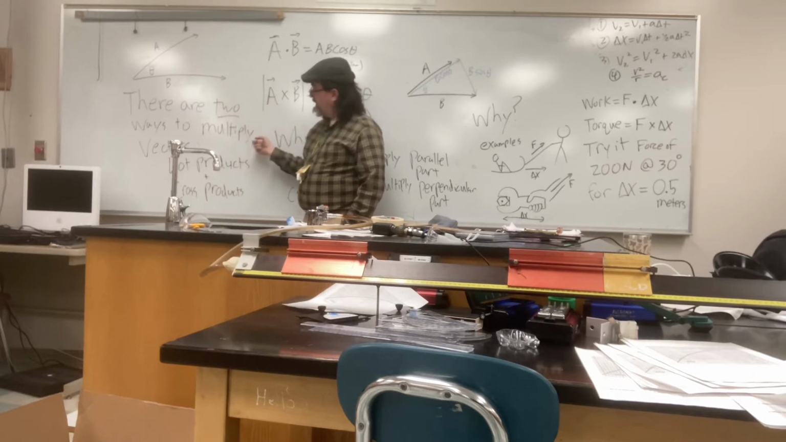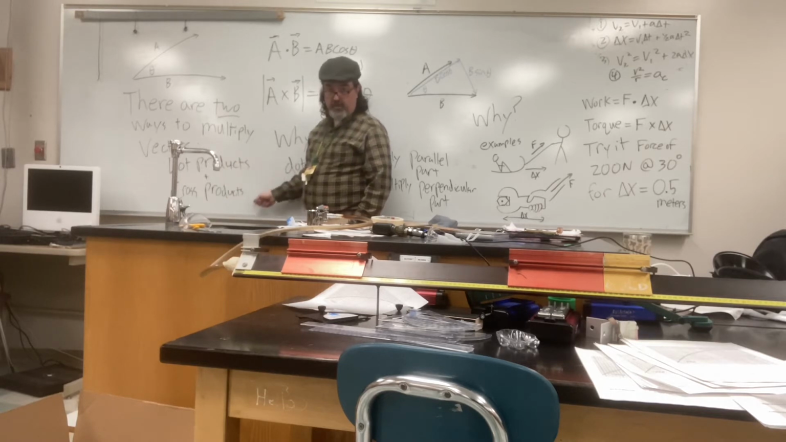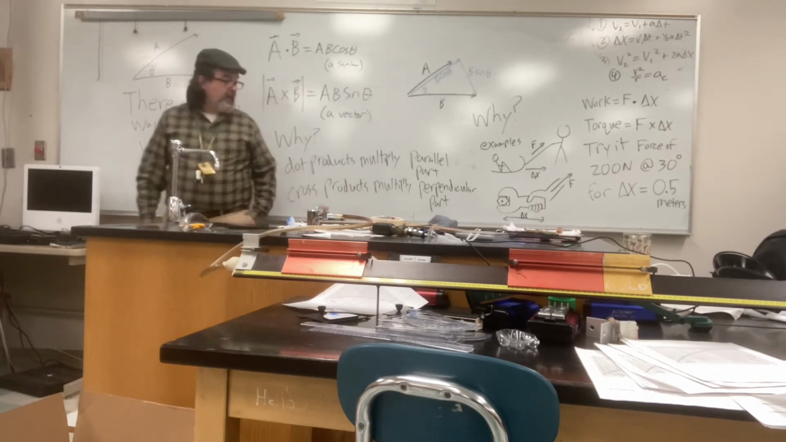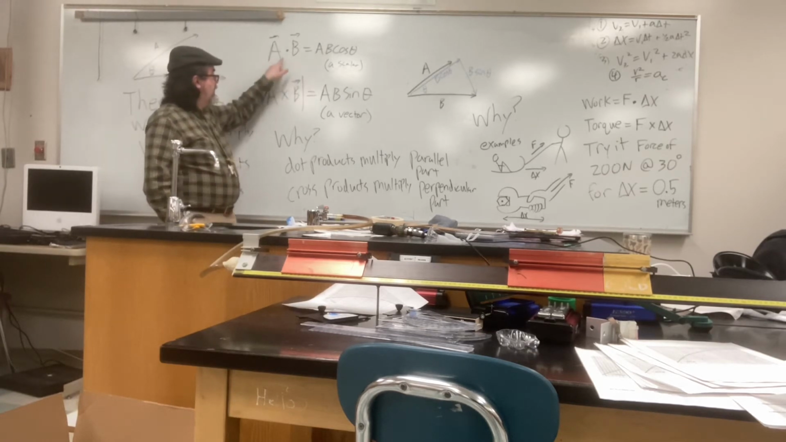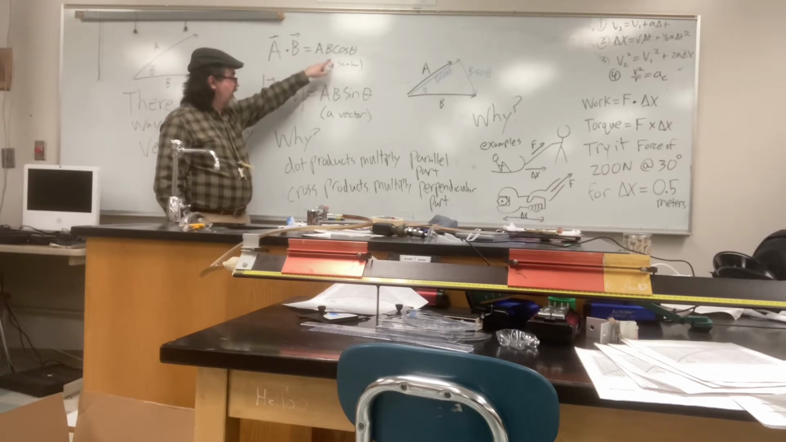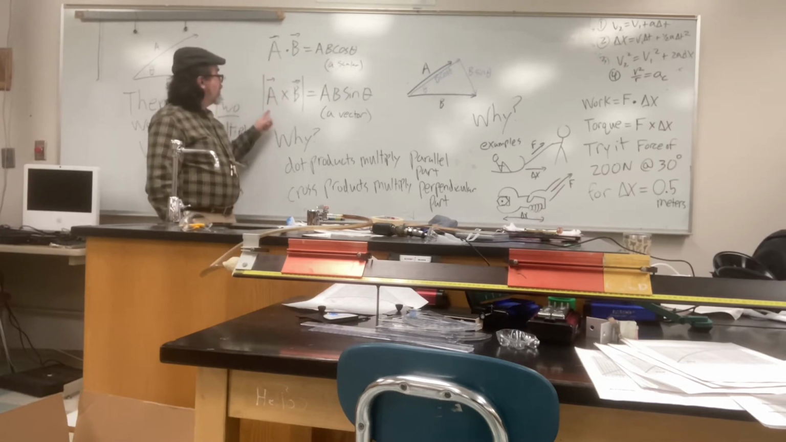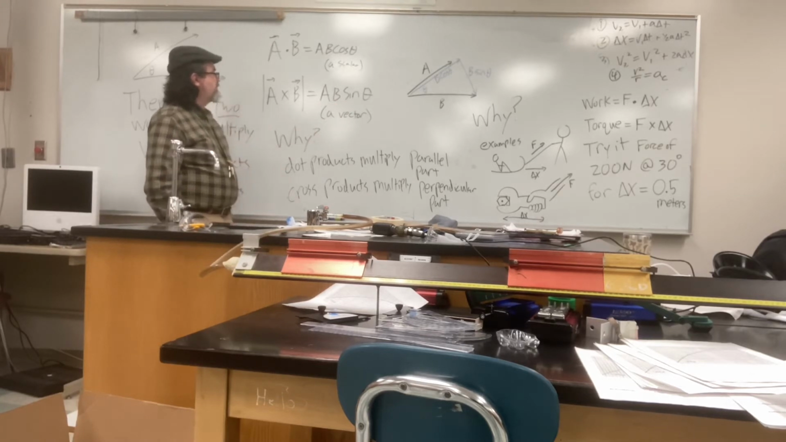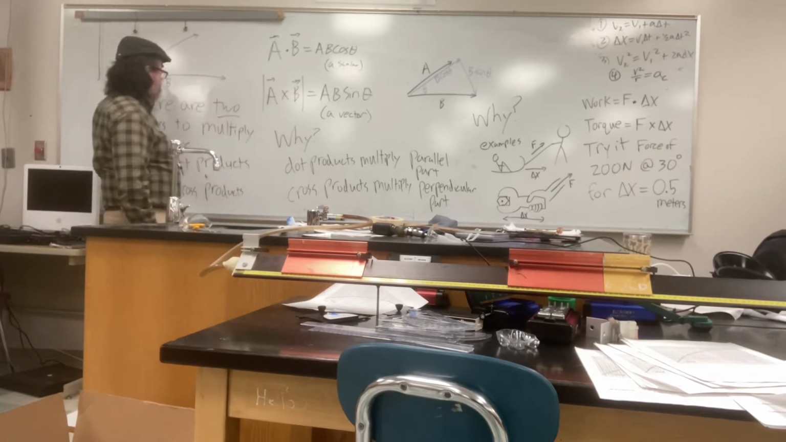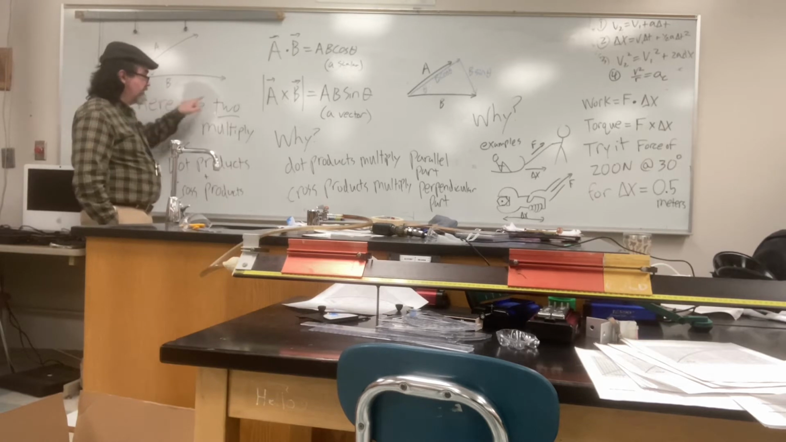Well, there are two ways, actually, to multiply vectors. There's what we call dot products and cross products. And in principle, it's really simple. Dot products, you get a scalar, and the magnitude of that scalar is just a times b times the cosine of the angle between them. Cross products actually produce a vector quantity, and the magnitude of that vector is a times b times the sine of the angle theta, right? Where theta is, again, the angle between the vector a and b.